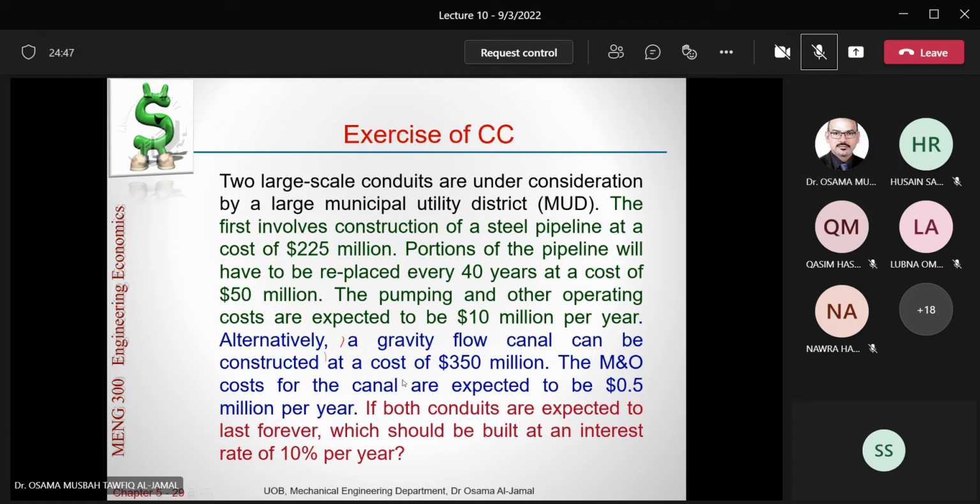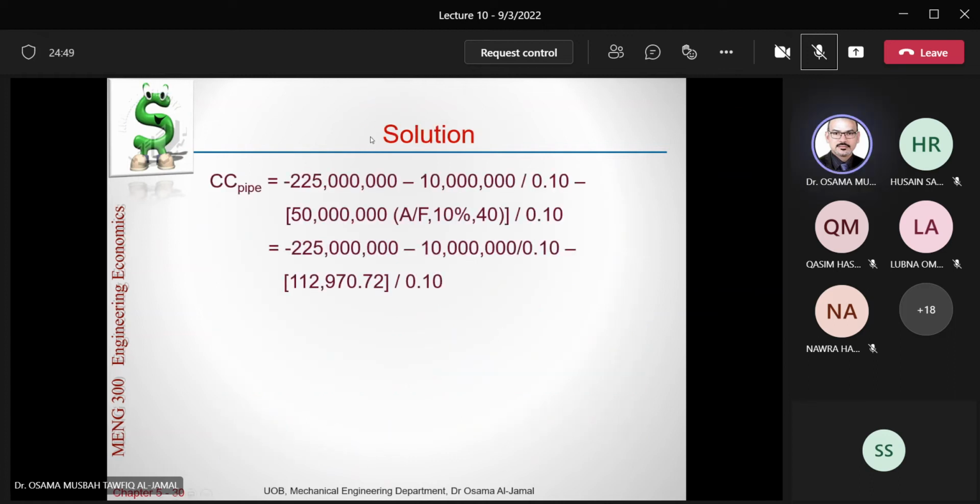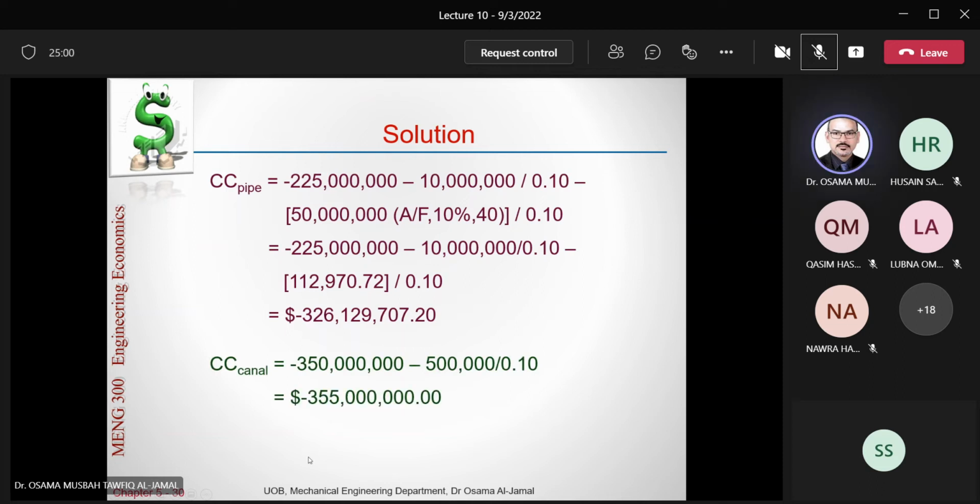Now, of what we have in here now, the solution for the first one, constructing a pipe. And this is the solution which we did together for the canal, to construct or build that canal. Between those two, which one to select? Pipeline, Doctor. To construct the pipeline. That's correct.